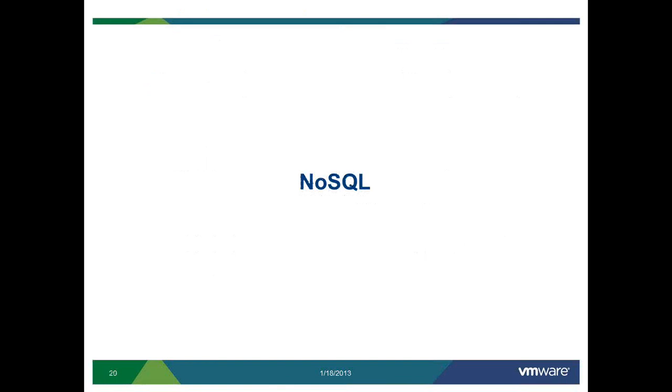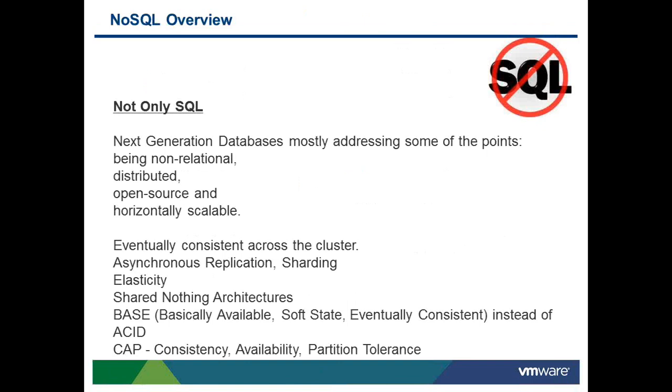So with this, I will also give a short introduction to NoSQL. NoSQL is an acronym that stands for not only SQL. Primarily, the definition states that it is a next generation of databases, mostly addressing points like being non-relational, distributed, open source, and horizontally scalable. One of the most important principles in NoSQL is eventual consistency. I'll talk about that in the next slide. Apart from that, the key features are asynchronous replication and sharding.